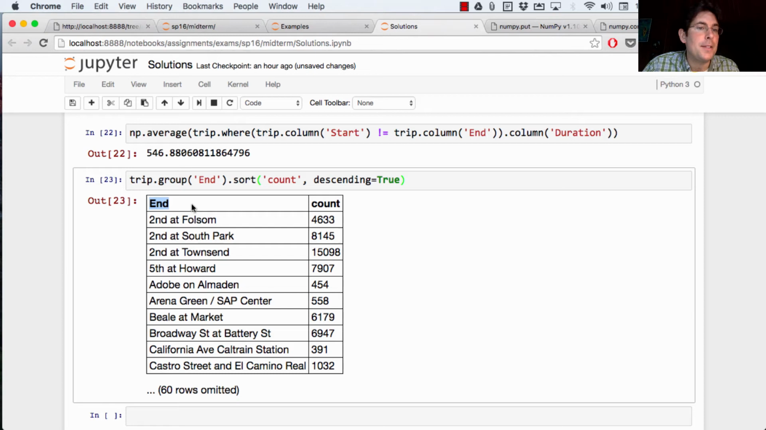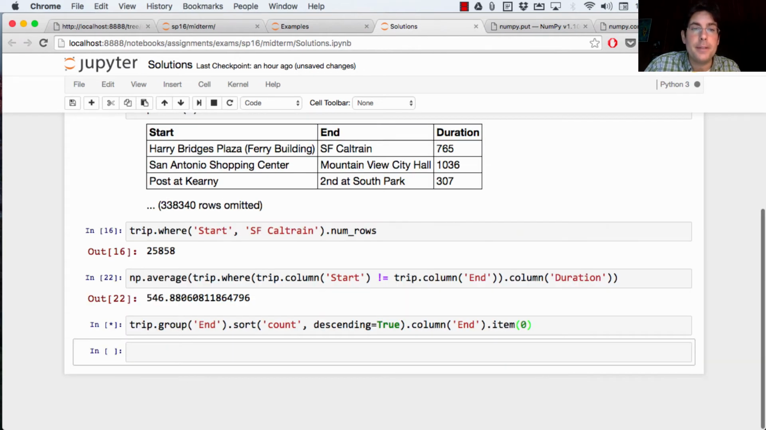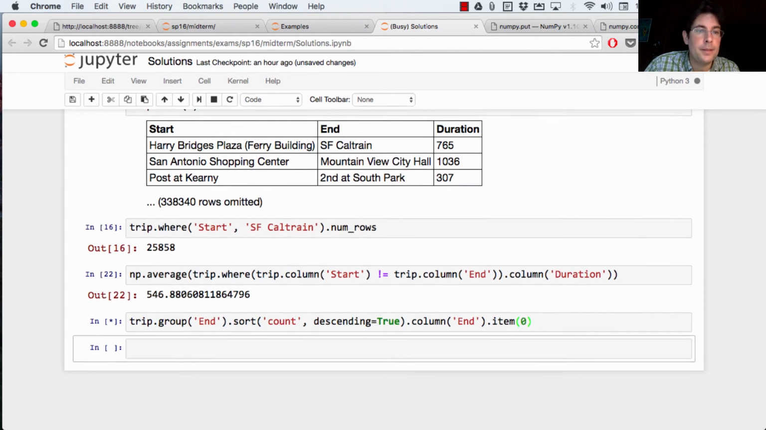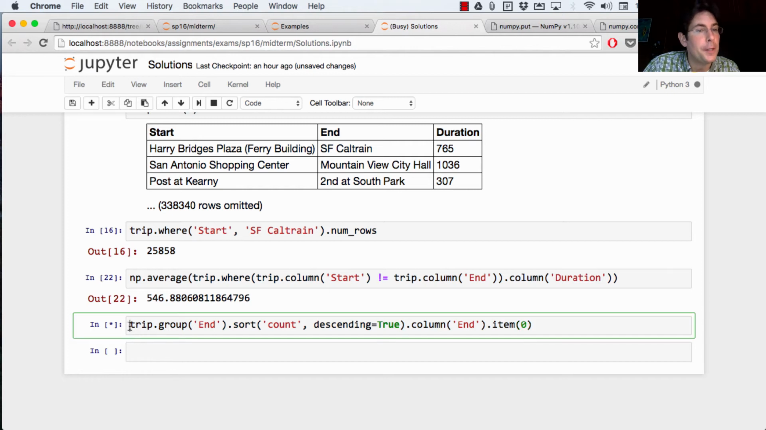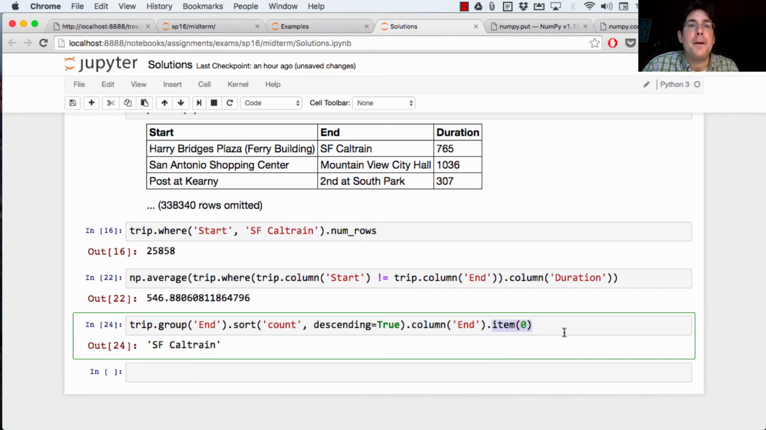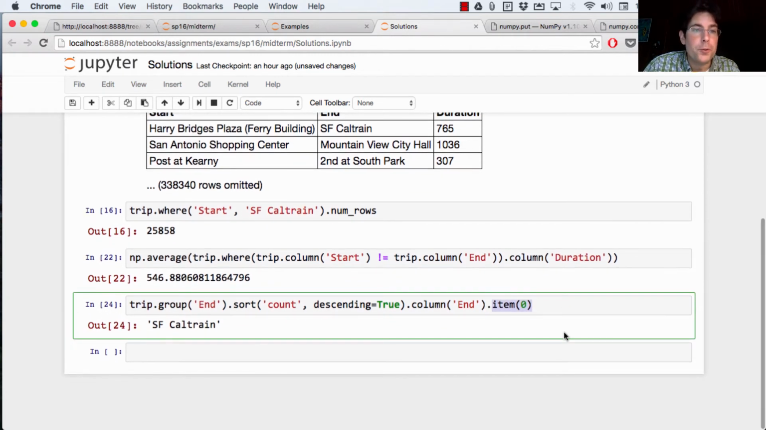The end column is what contains the name of the end station. And since we've sorted, the one with the highest count will be at the top. That's item 0. So it's going to go ahead and group everything, sort the grouped rows, find the column that contains the name, and take the name of the station where the most trips ended.